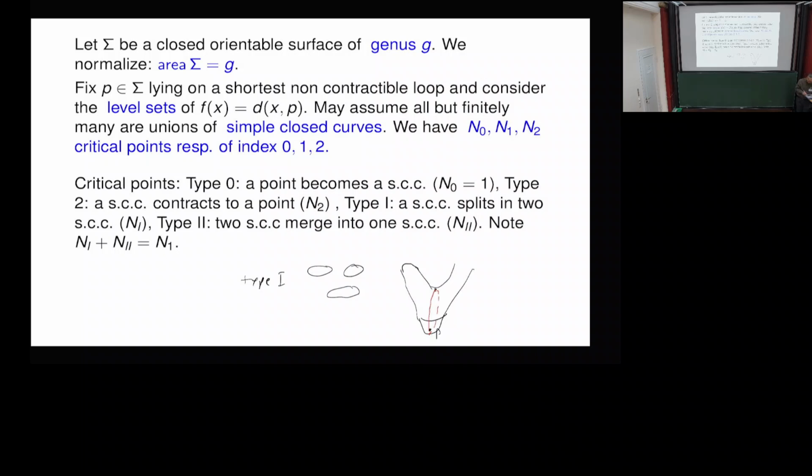While in the other case, type 2, I have two holes that come together like that. And I have my p that is here. So this curve is always non-trivial.